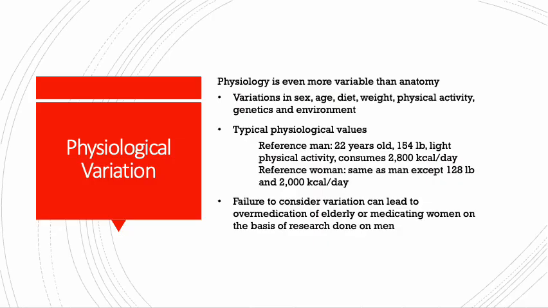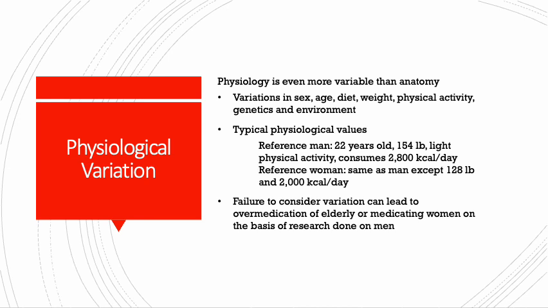Along with anatomical variation comes physiological variation. So anatomical variation is not as common as physiological variation. You're less likely to find somebody with an anatomical defect or an anatomical change than you are to find someone that has a change in the physiology. So things can change physiologically naturally, just based on age, diet, weight, physical activity, and even gender. Okay, genetics and environment can also play a huge role in the physiology of our bodies.